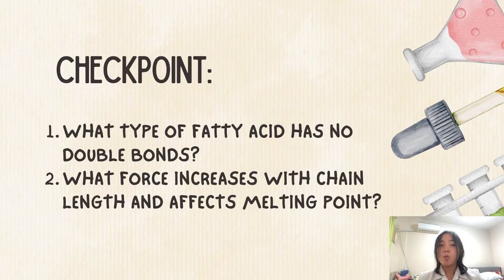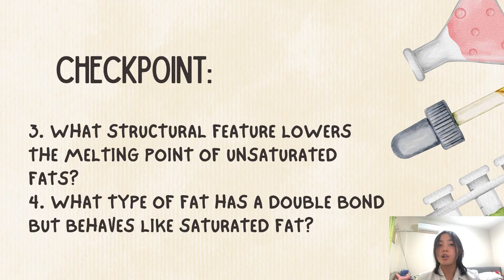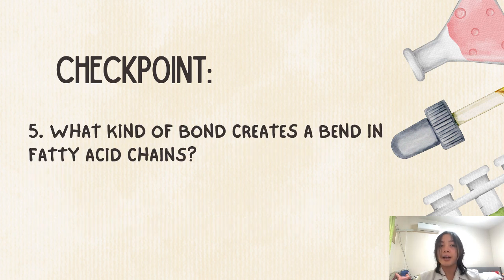So now, what type of fatty acid has no double bonds? What force increases with chain length and affects melting point? What structural feature lowers the melting point of unsaturated fats? What type of fat has a double bond but behaves like saturated fat? What kind of bond creates a bend in fatty acid chains?